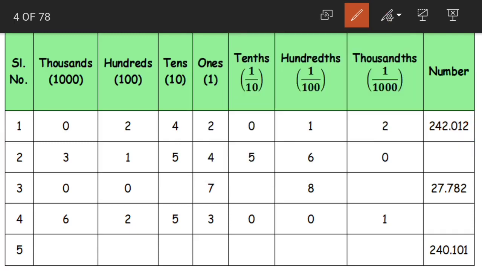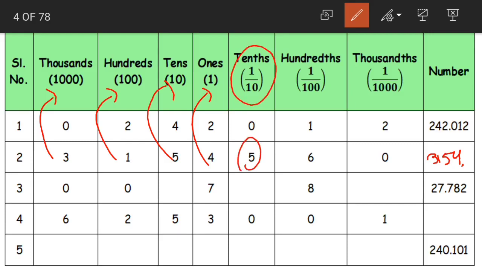Now coming to the next number, we are having 3 in thousands place, 1 in hundreds place, 5 in tens place and 4 in ones place. So how will we write that? 3154. After the ones place comes the point, that is our decimal point. Now start writing from 1/10. We have 5. Then in the 100ths place 6 and then in the 1000's place we have 0. Okay children, what will this number be?